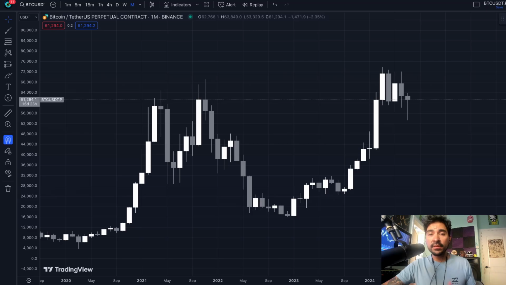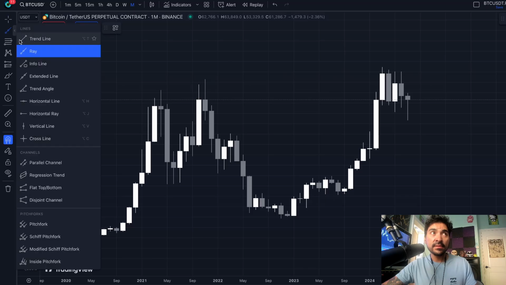Today we're just going to break down Bitcoin. This is how I like to think about it, and this will also give us a sense of where I think Bitcoin is going. So, let's get started. All we're going to need here is two tools. Literally, just this ray tool and the horizontal ray, all right?